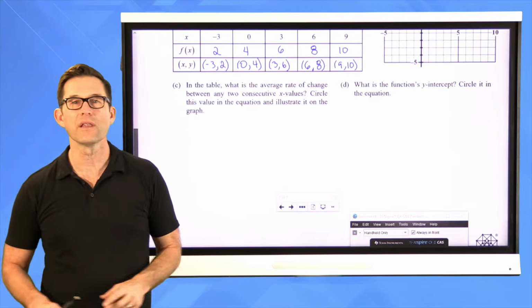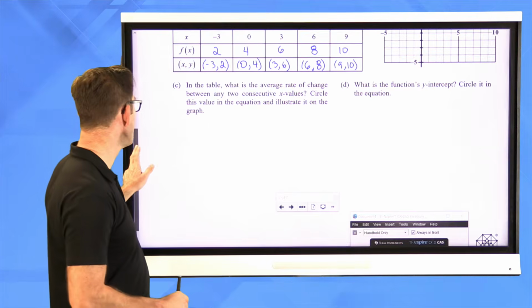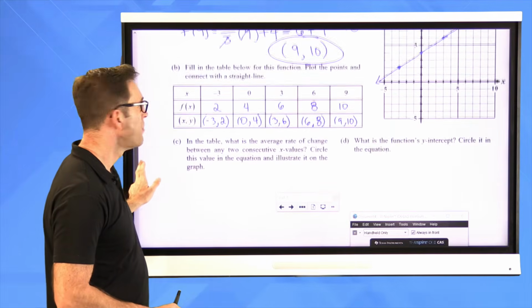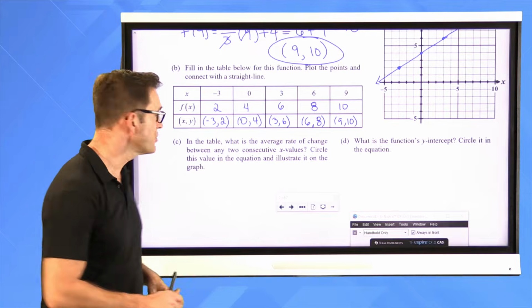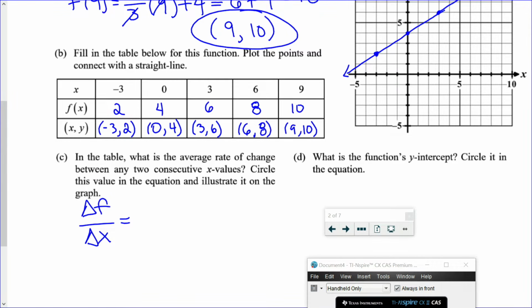All right, let's take a look at letter C. In the table, what is the average rate of change between any two consecutive x values? Circle this value in the equation and illustrate it on the graph. All right, this is kind of cool, and I really want you to be able to look at average rate of change by looking at a table, right? Remember, average rate of change is the change in the function's value divided by the change in the value of x. That little triangle standing for the Greek letter delta means change in. And of course, that's the same as the change in y divided by the change in x.